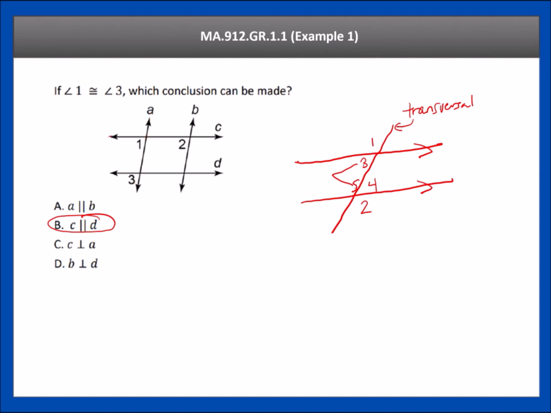If they told you that 1 is congruent to 2, then in that case we would have to ignore D, and we would say that A is parallel to B, because 1 and 2 would be corresponding, and that corresponds to A and B being parallel. But in this case we're not looking at that, we're looking at 1 and 3.